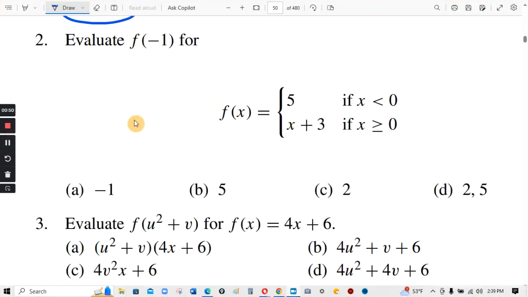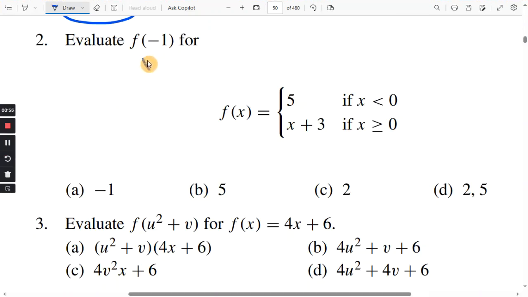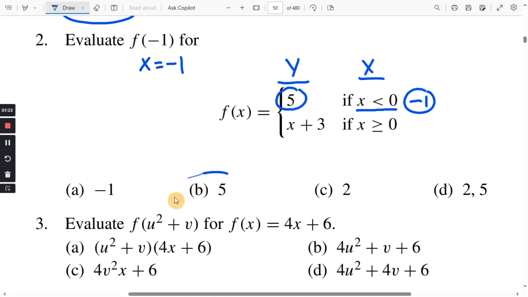All right, number 2, we have the piecewise function, f of negative 1. That means we're plugging in x equals negative 1. Okay, this column here is the y values, and this column here is the x values. So since x equals negative 1, we need to use this one right here, because negative 1 is less than 0. So the y value, or the output, is 5. So that is answer B.